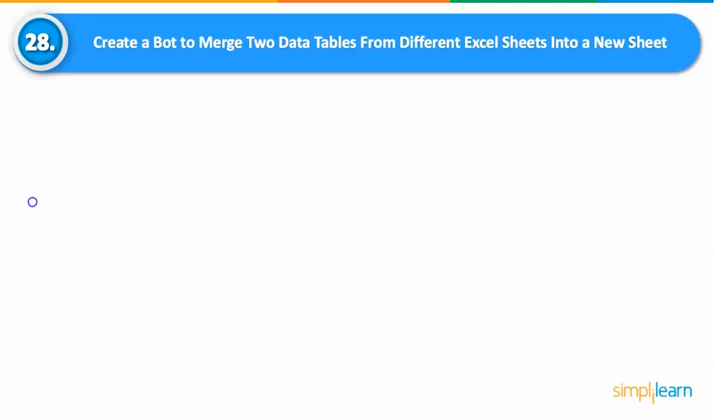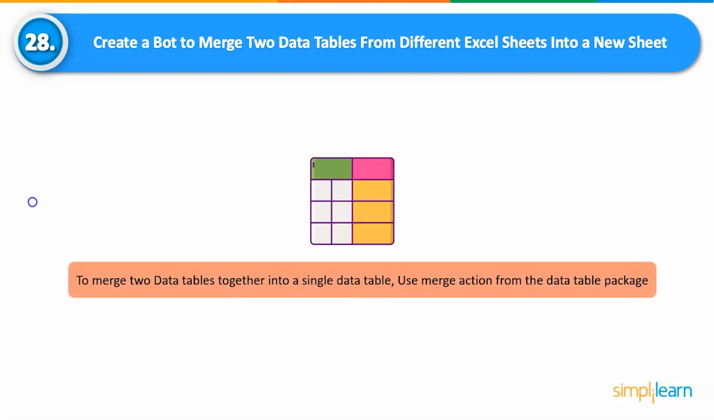Create a bot to merge 2 data tables from different Excel sheets into a new sheet. So to merge 2 data tables together in a single data table, in Automation Anywhere, we use the merge action from the data table package. So let's go to Automation Anywhere.